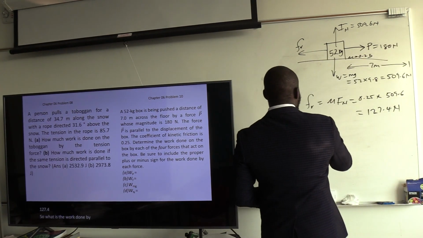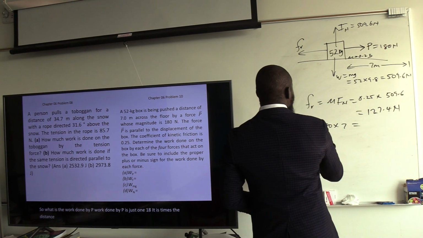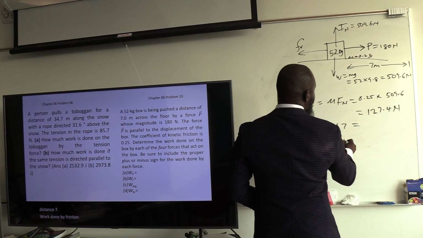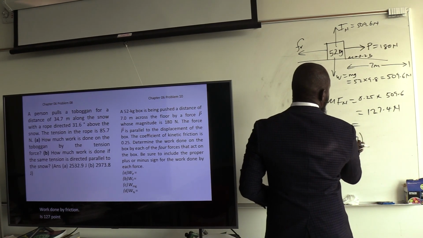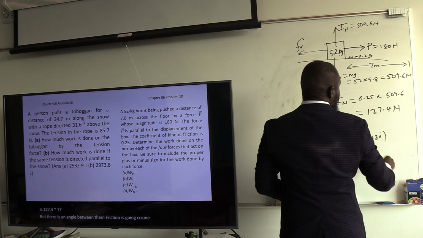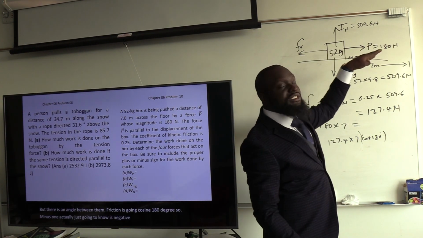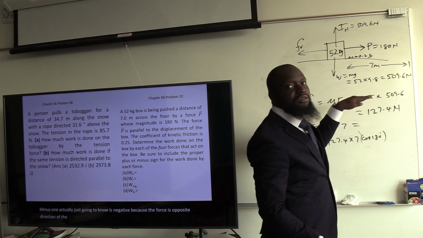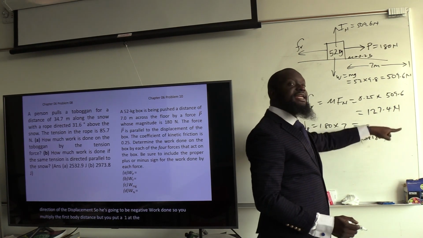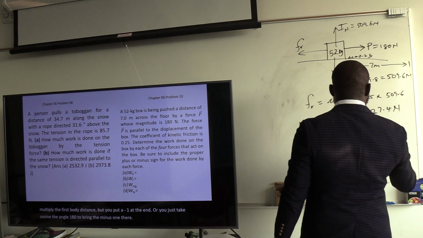Work done by P is just 180 newtons times the distance, 7. Work done by friction is 127.4 times 7, but there's an angle between them. Friction is going cosine 180 degrees, so -1 actually. You're just going to know it's negative because the force is opposite the direction of the displacement. So it's going to be a negative work done. So you multiply the force by the distance, but you put a -1 at the end, or you just take cosine of the angle 180 to still bring the -1 there. So you're going to get a negative answer here.